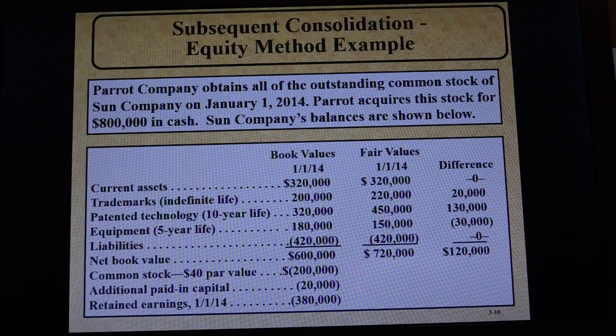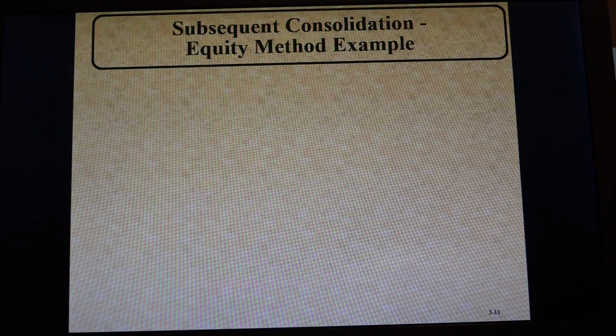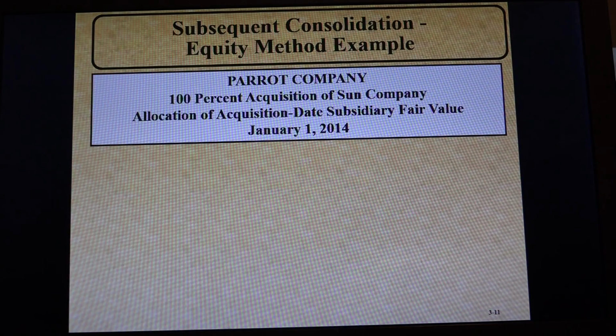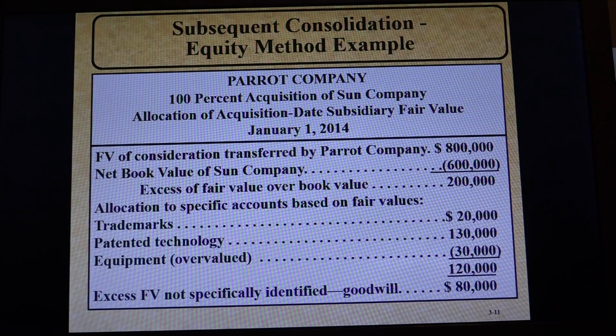Notice here we have kind of an unusual thing. We have some equipment whose fair value is actually $30,000 less than its book value. So we have a negative amount there that we're going to have to deal with. Okay, so far so good, hopefully. So 100% owned by Parent Company.